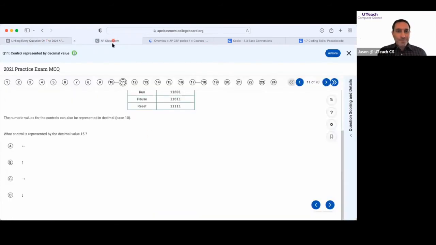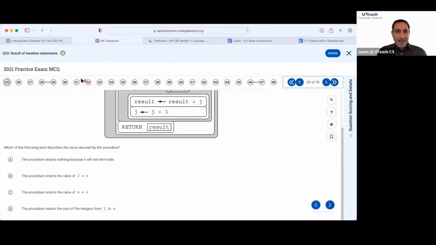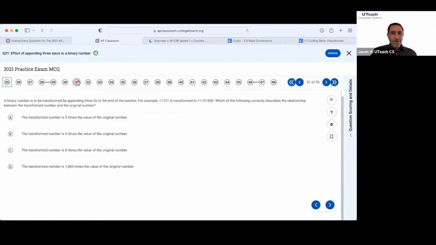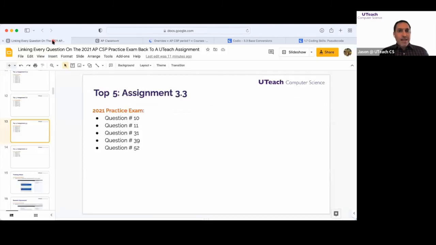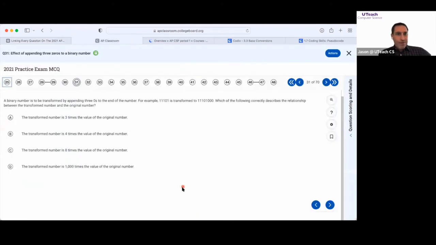31 and 39. All right, we take a look at it. Here's 31. Once again, a binary number is transformed by appending 3 zeros to the end of the number. So it goes from this to this. Your students would first have to make this into a decimal number, this into a decimal number, and then figure out how I got from here to here. It might be that they multiply by 3, it might be that they divide by 2, whatever it is. So once again, it's just time consuming. It's not like the question is any more difficult, but it's just going to be more time consuming for your students to get through it.